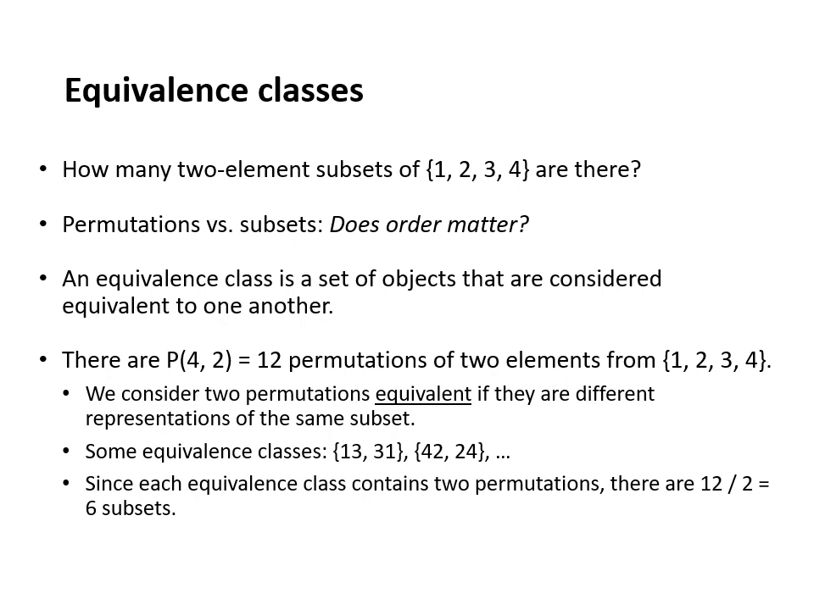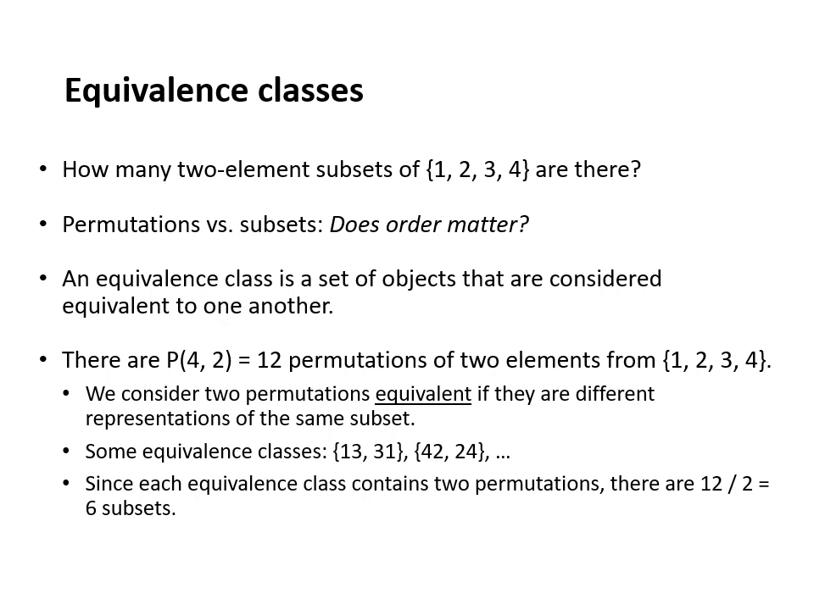So let's now derive formulas for computing the other 2 structures that we have, and those are unordered lists and sets. We'll do this by turning our attention to equivalence classes. In particular, we'll look at the problem of how many 2-element subsets there are in this set of 4 elements. We can clearly see here that permutations are not the same as subsets, because in permutations the order matters. However, in subsets it does not. Moreover, an equivalence class is a set of objects that are considered equivalent to one another.